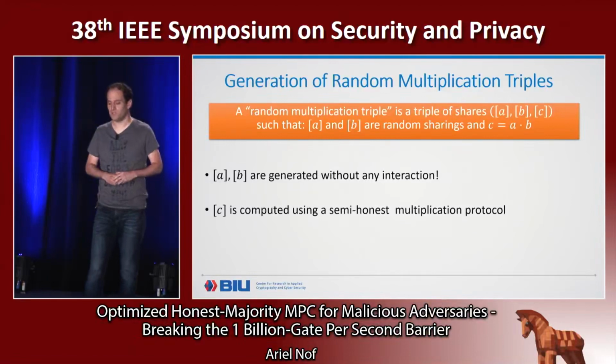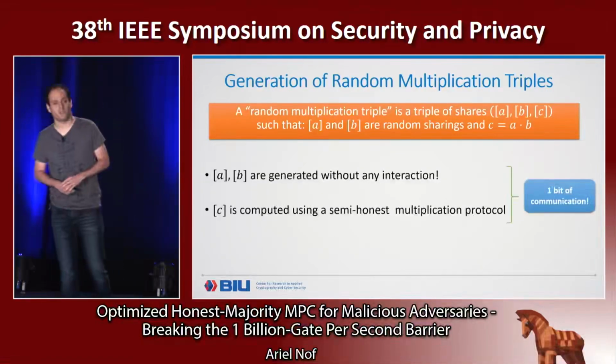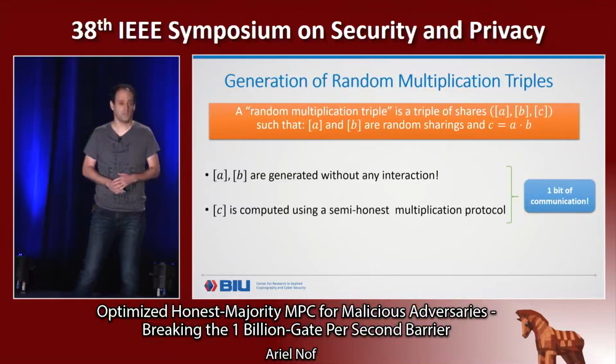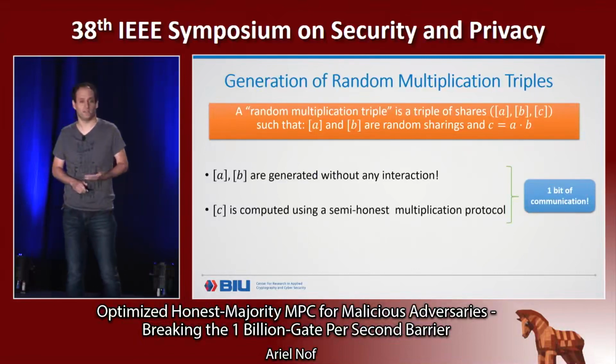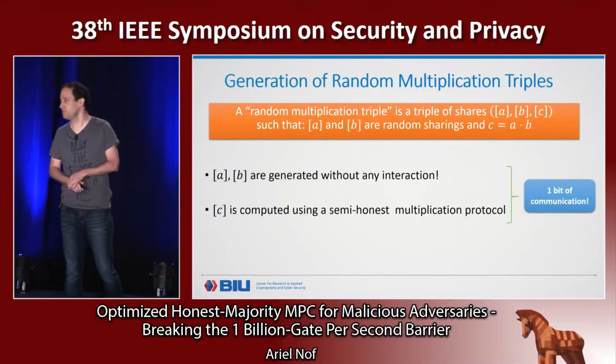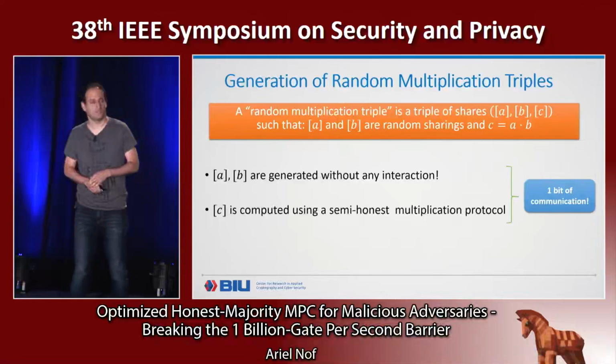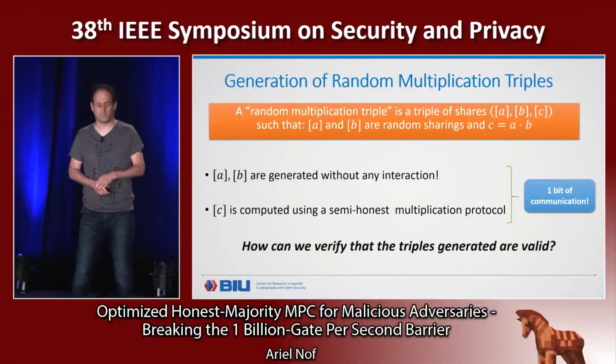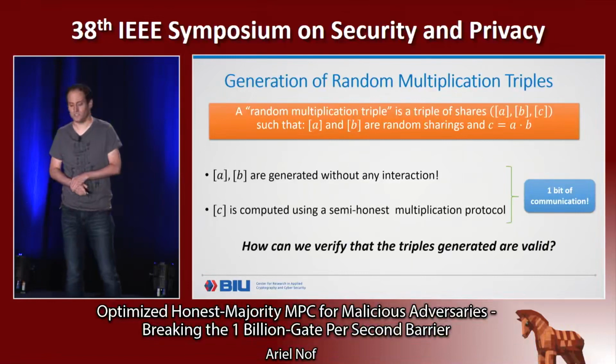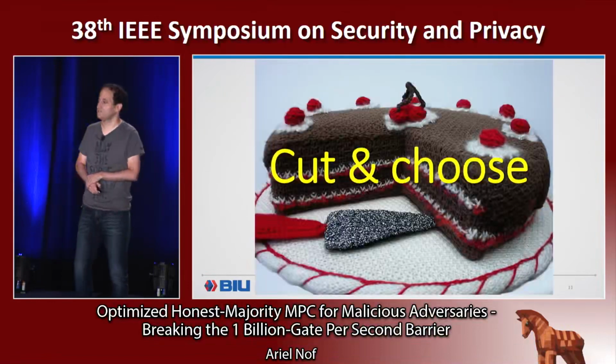This process requires only 1 bit of communication, so this is a very cheap process, but of course, the corrupted party might have cheated, and the multiplication triples that we generate may not be correct. So how do we verify that the triples that we generate are correct? This is done using the cut and choose method.